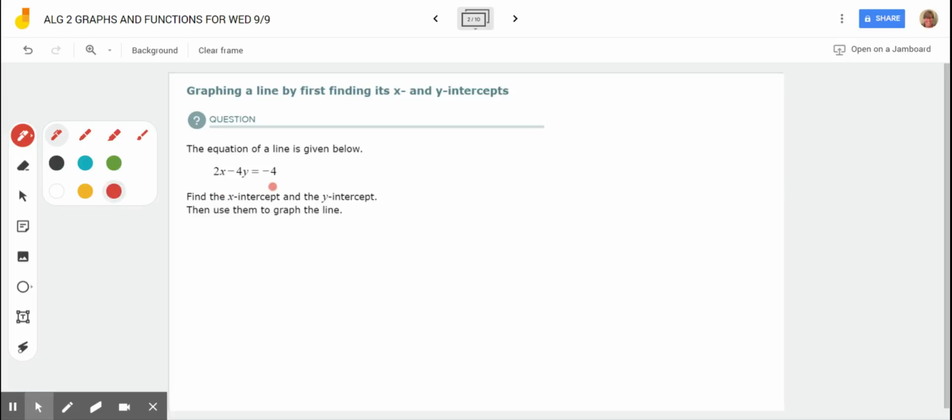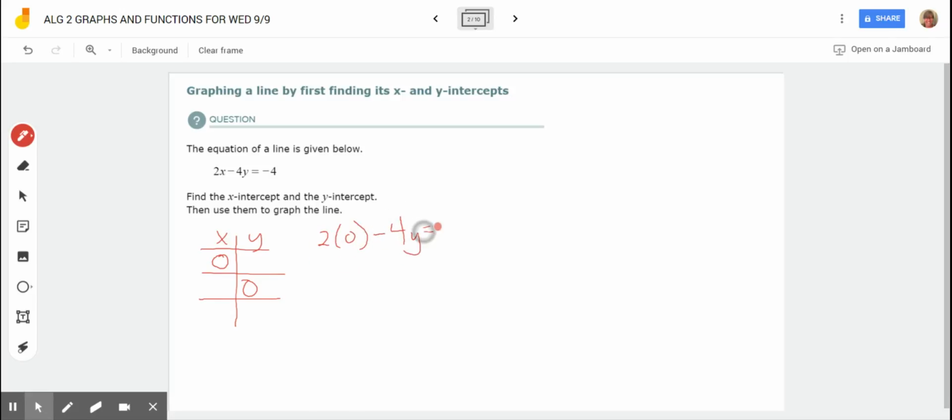All right, now we're going to graph it. So again, we're going to use the fact that at the x-intercept, y is 0, and at the y-intercept, x is 0. We're going to plug in those two values. So we're going to go 2 times 0 minus 4y equals -4. 2 times 0 cancels out. -4y equals -4. We don't need to divide by -4 because you can think this through. -4 times a number is equal to -4. What's that? 1.